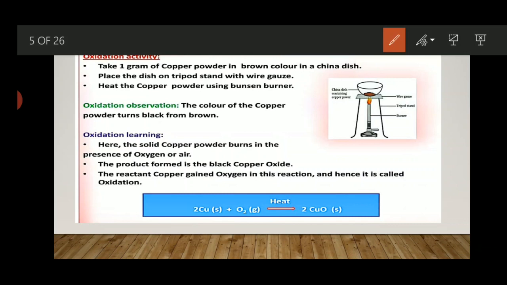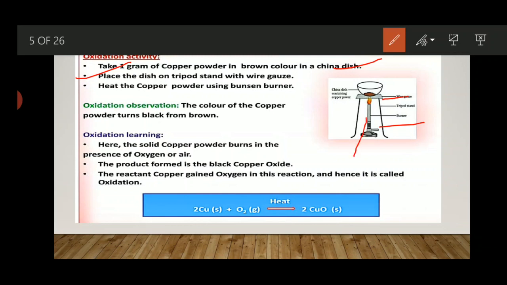oxidation activity. Take 1 gram of copper powder, brown in color, in a china dish. When you take copper, actually the color of copper is brown. A china dish is a small bowl-like structure which is used for boiling or evaporating any chemical or mixture, their aqueous solution. Now what you have to do, place the dish on the tripod stand. This stand is known as a tripod stand with wire gauze. This is known as a wire gauze. Heat the copper powder using a Bunsen burner.